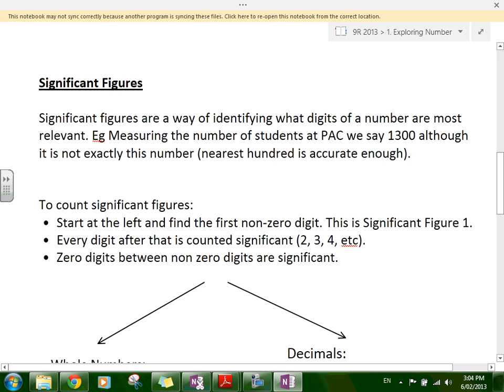So basically what significant figures are, it's a way of identifying and estimating or making things a useful number. Okay, so a good example is, at this school we say we have 1,300 students. Now, the exact number is about 1,280 something. We're not really interested in the exact number. We're just interested that, for the nearest 100, it's about 1,300 students coming here. Because that gives us an idea of the size of the school.